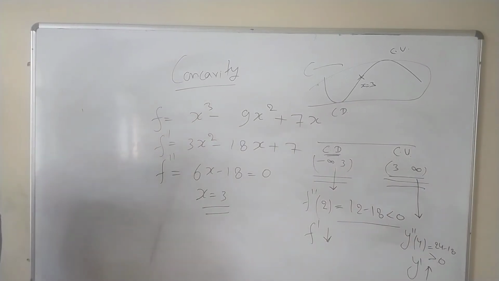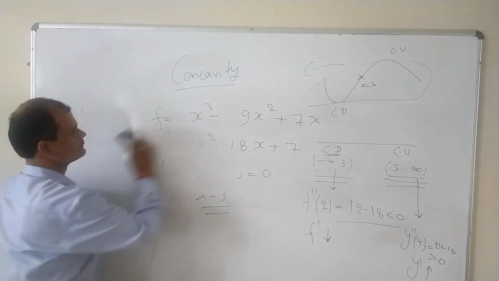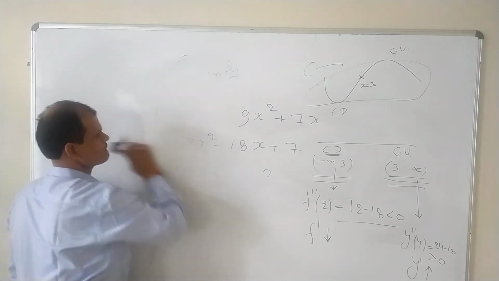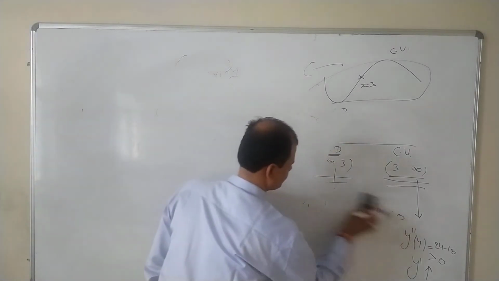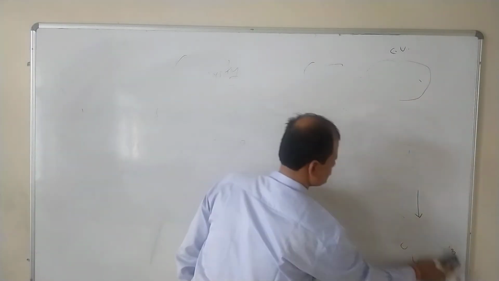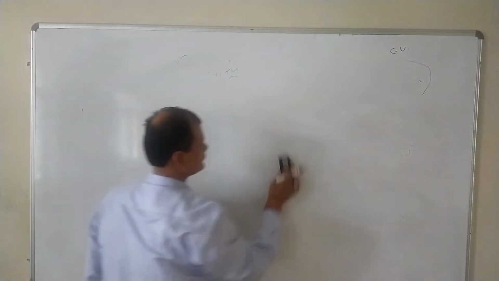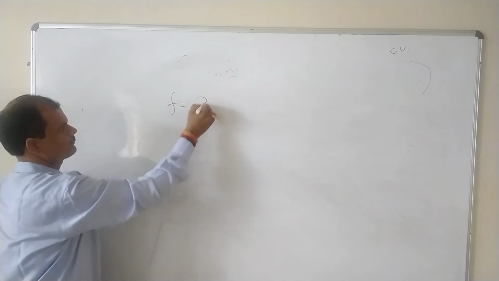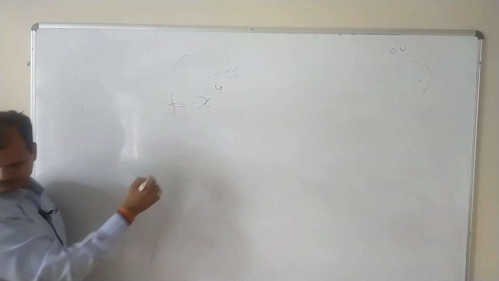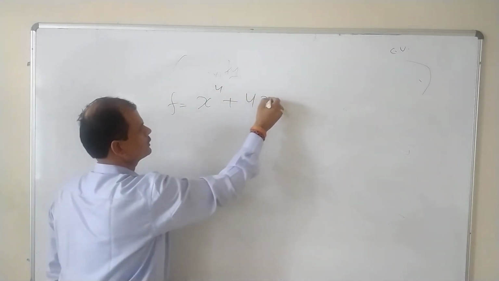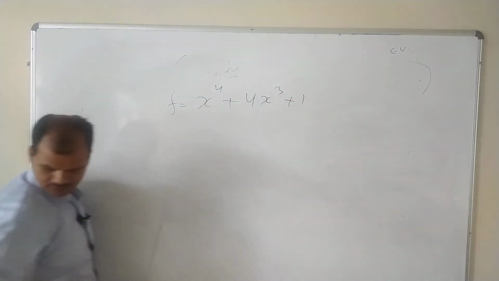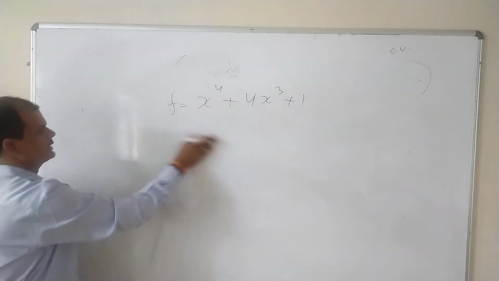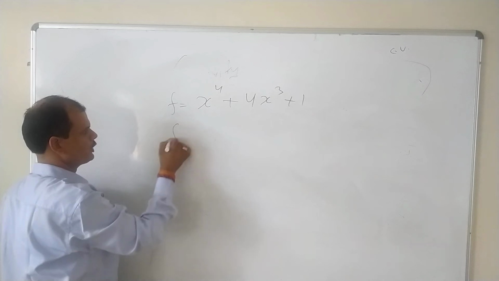Fine. Clear? Okay. So I'll take one more problem on this concavity. Let us take that. I have f equal to x to the 4 plus 4x cube plus 1. Fine. Okay, let us find the points of inflection.